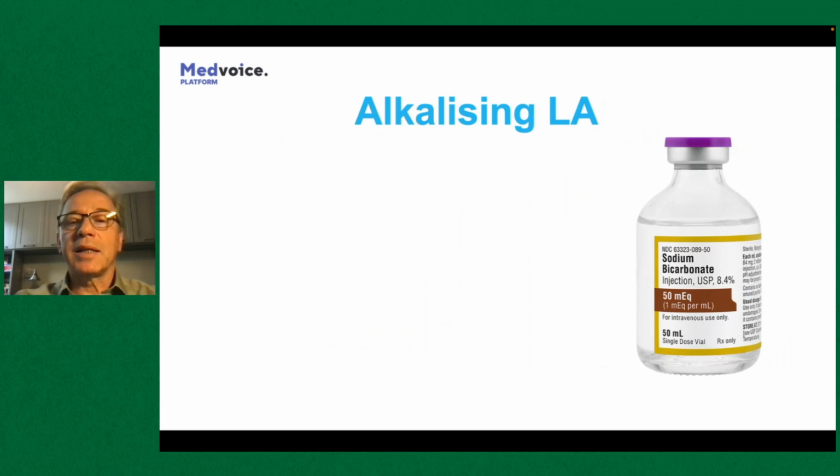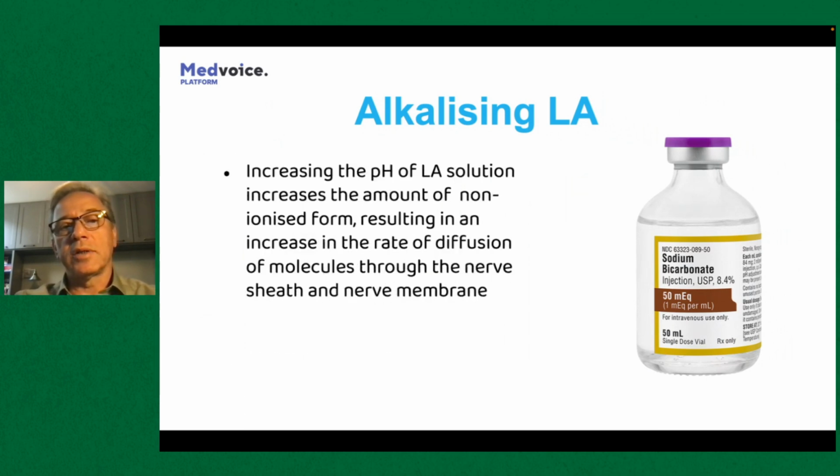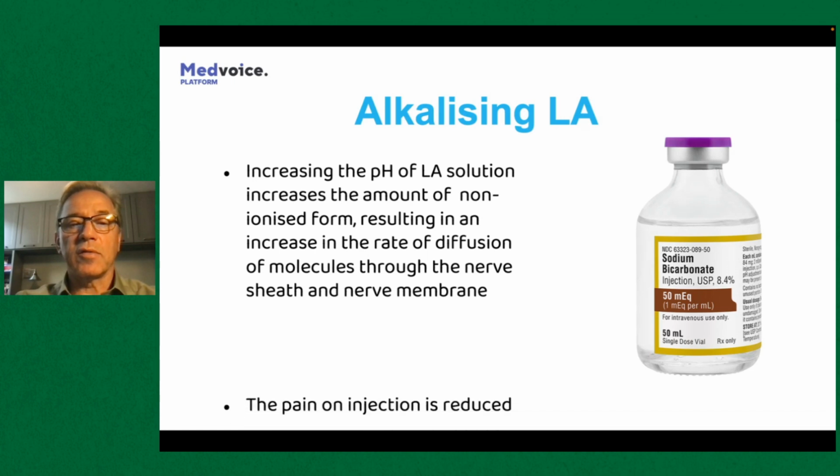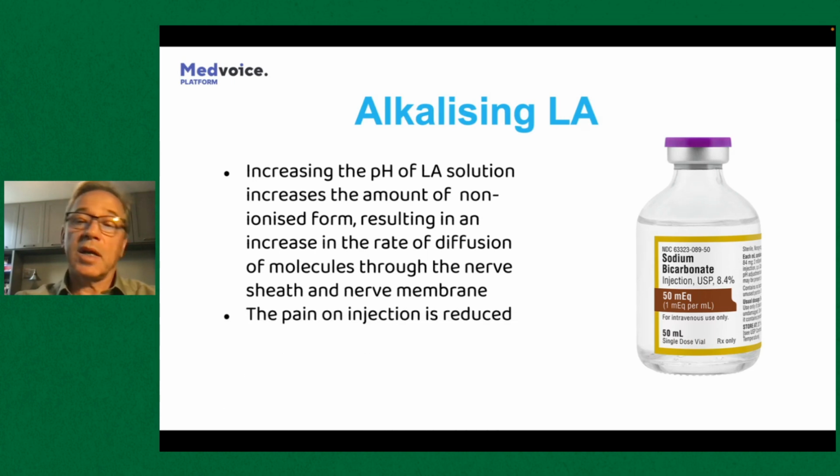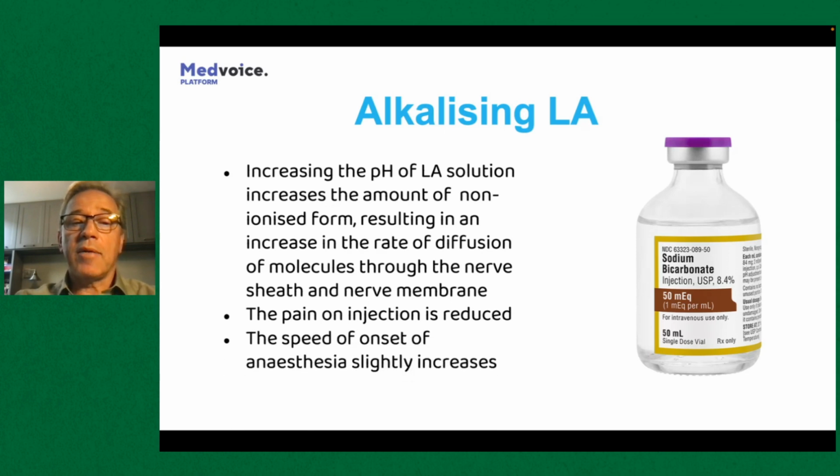We can alkalize local anesthetic. We can add sodium bicarbonate into it. By doing that, we're increasing the pH of the local anesthetic solution. That increases the amount of non-ionized form, resulting in an increase of the rate of diffusion of molecules through the nerve sheath and nerve membrane. It also slightly reduces the pain on injection and definitely increases the speed of onset of anesthesia.